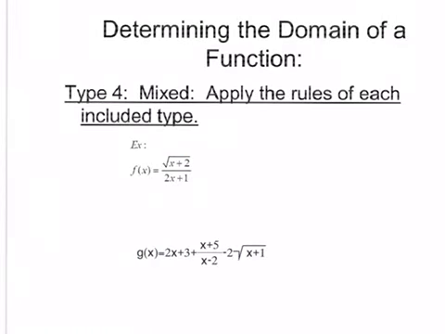The last type of algebraic domain we're going to talk about today is going to be mixing the previous types, polynomials, basic rational functions, and basic radicals. So we're looking at a combination. Basically, we're going to apply all of the situations that we have earlier. So on this first one, and I apologize for any background noise, I look and I see a radical. So we're going to have to apply that. And I also see a denominator.